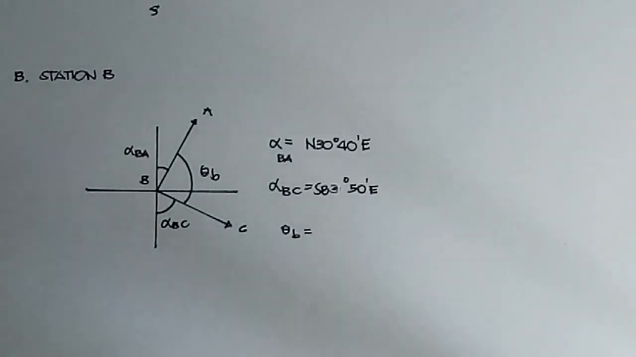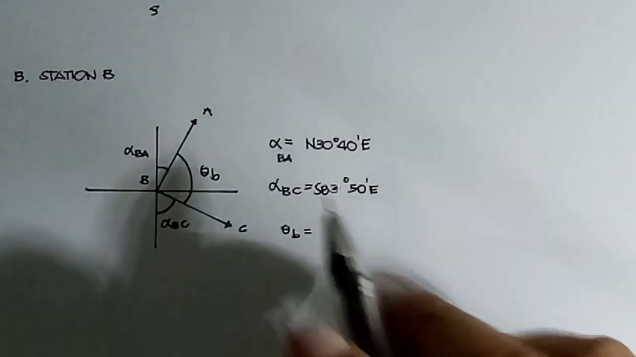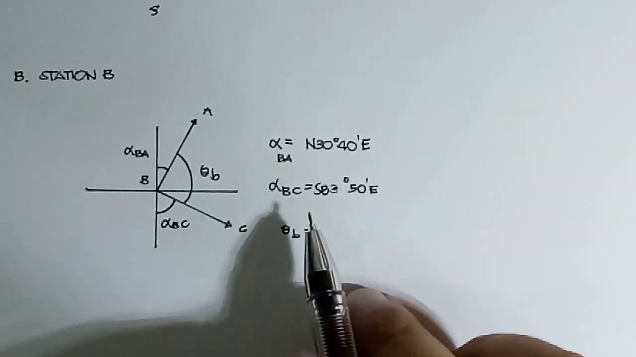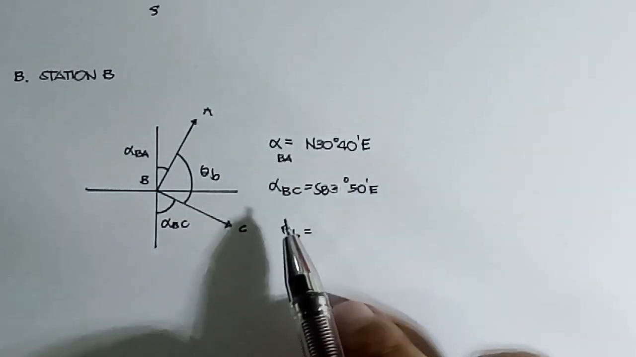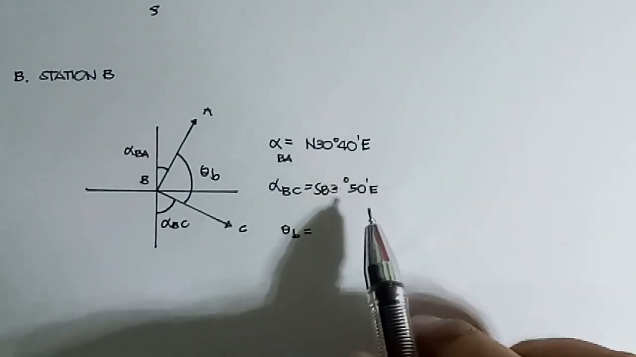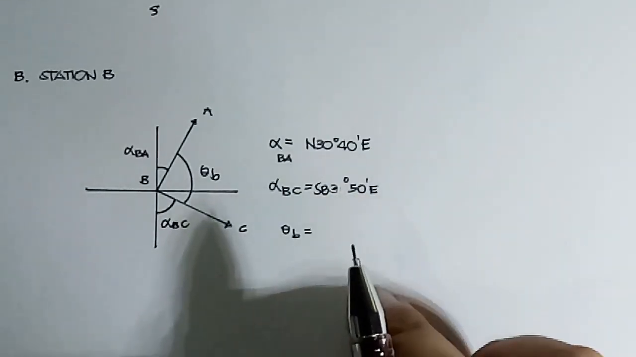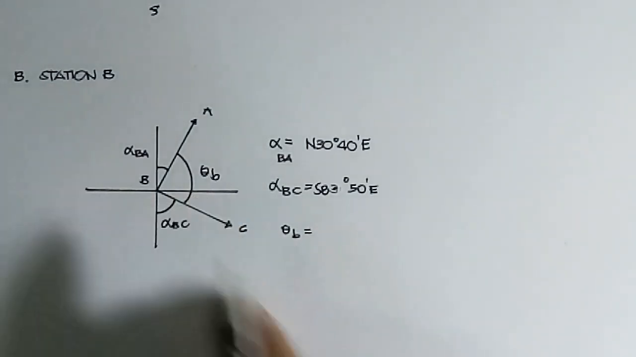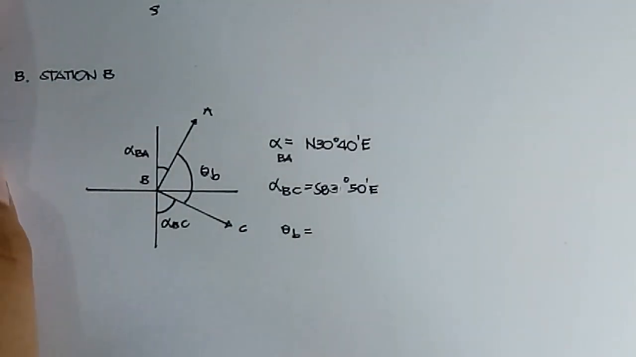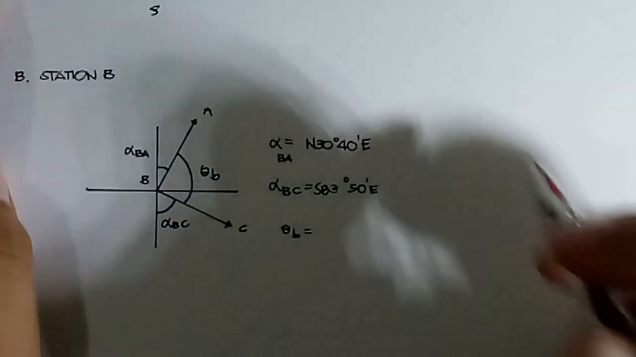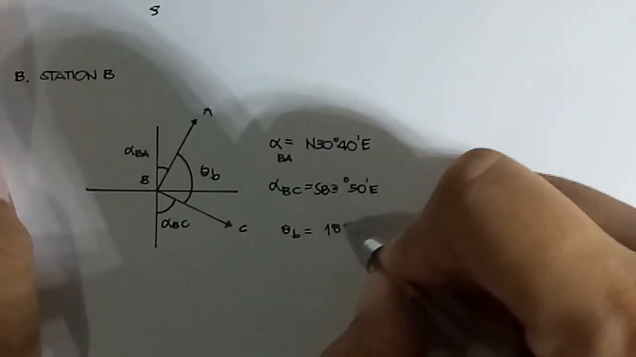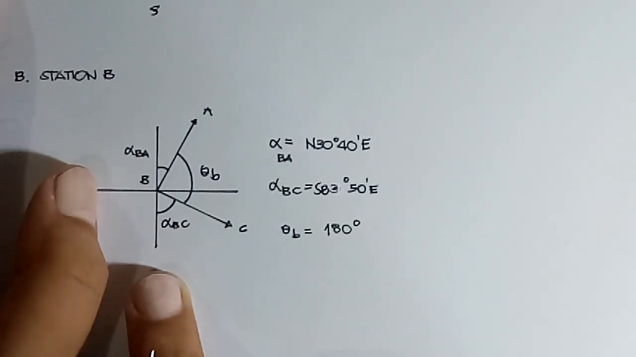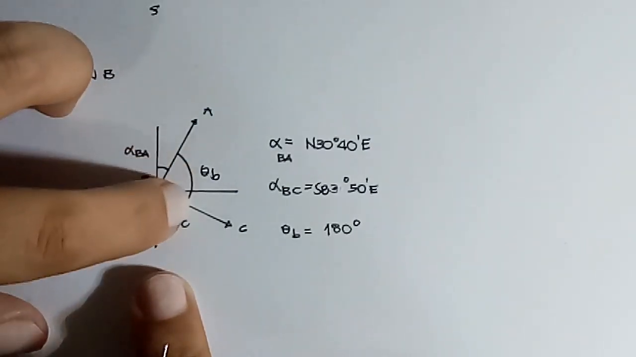Station B naman, ang observed bearing ng BA ay north 30 degrees and 40 minutes east, at ang observed bearing naman ng BC ay south 80 degrees and 50 minutes east. Same lang din na hanapin natin yung interior angle nitong B. Dito naman makikita natin na nakabuo siya ng 180 degrees sa side na to. And then, ang kailangan lang natin hanapin is ito.